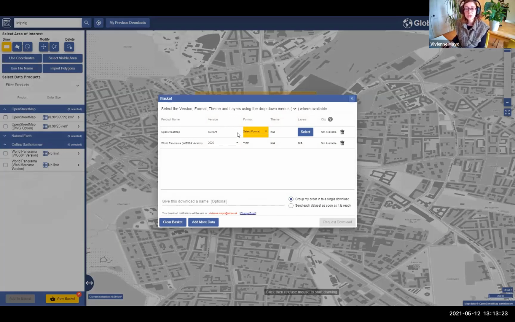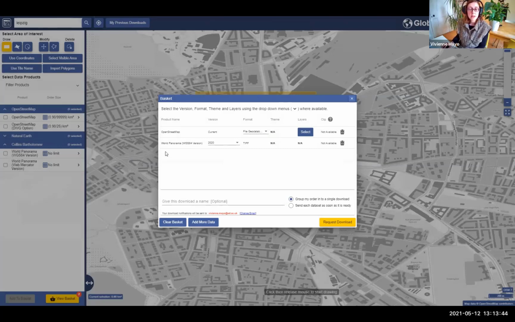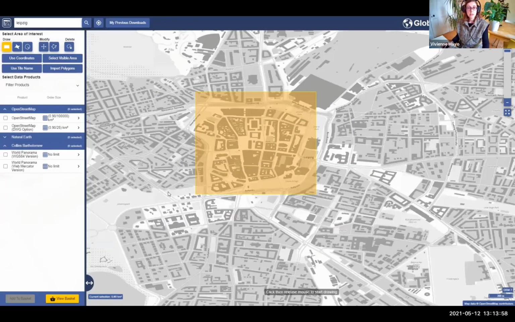And then depending on the product that you've requested, there are some different options. So for OpenStreetMap, I can select a different format. I can also select the layers that I want. So I'm not sure if Seraphim did this, but you could, for example, deselect all and just select roads, if you didn't want all of the data. And then in the Collins World Panorama, we've got versions going back 3 years at present. And then it's just a matter of requesting the download, and you're given an email to confirm, and then an email when it's ready. So that's been a bit of a quick run through, but I hope that was useful.